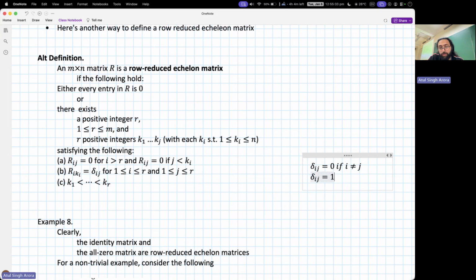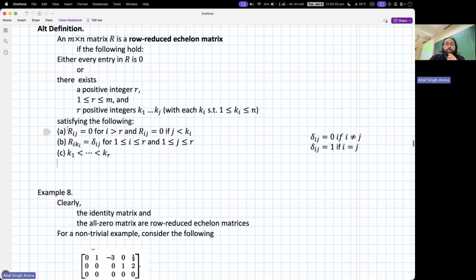Delta ij is 1 if i equals j. Okay, so that's the definition of this function. It's basically just the identity matrix. It's saying any off-diagonal element is 0 and diagonal elements are 1.